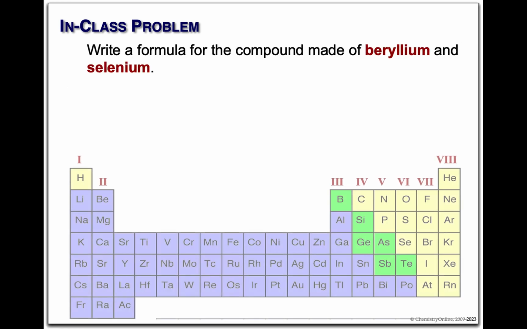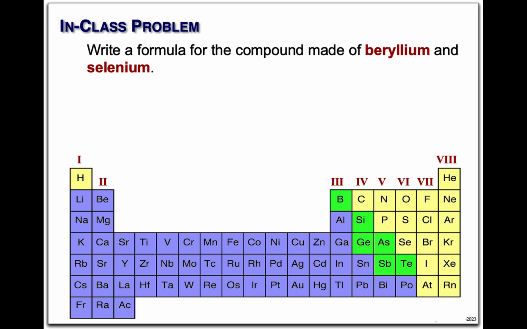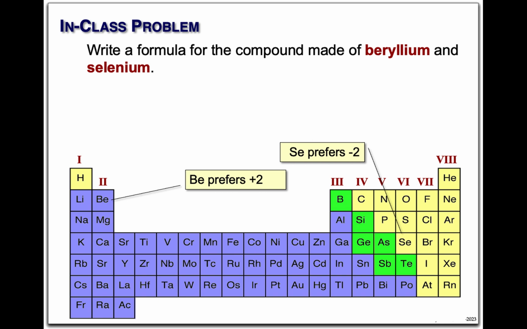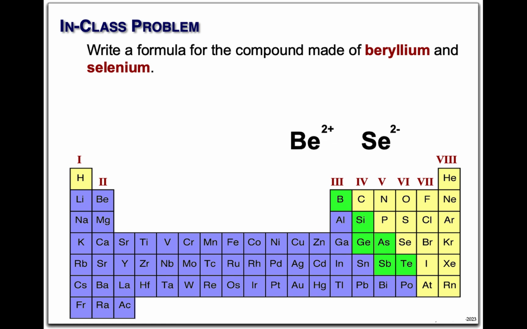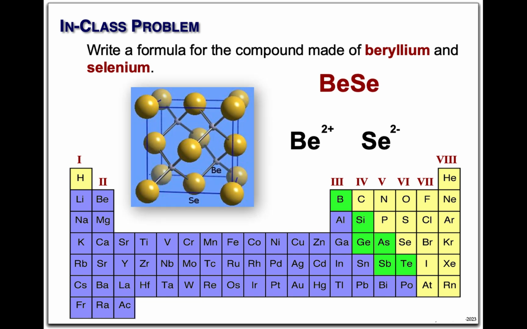When you do this, you have to be careful. Beryllium and selenium. Beryllium is there in group 2. Selenium is here in group 6, so -2. So if we did our crisscross here, we could do this, and we would write this. But then immediately we would say to ourselves, wait a minute, that's not the lowest whole number ratio, is it? Get rid of that. It's just BeSe. That's what it looks like. Little tiny berylliums, big seleniums. Again, cubic structure. Any questions?